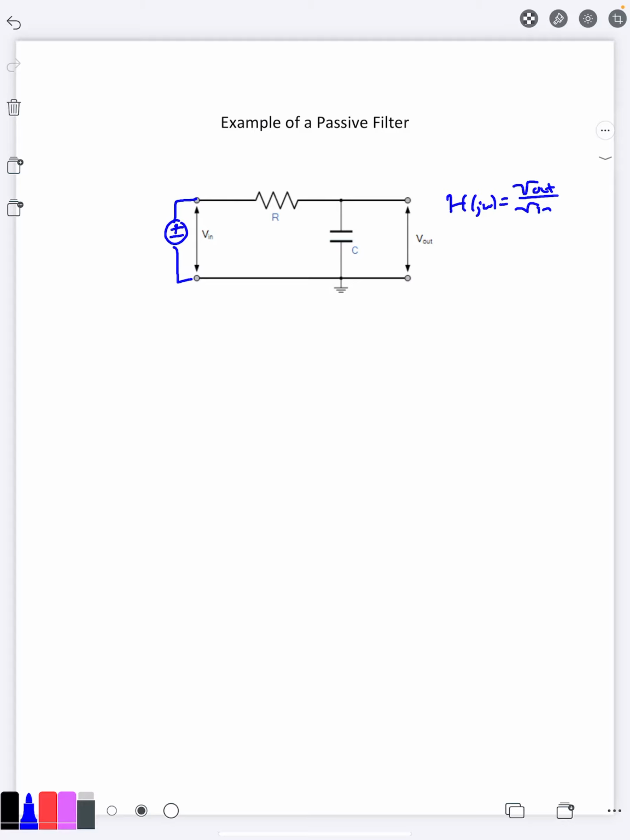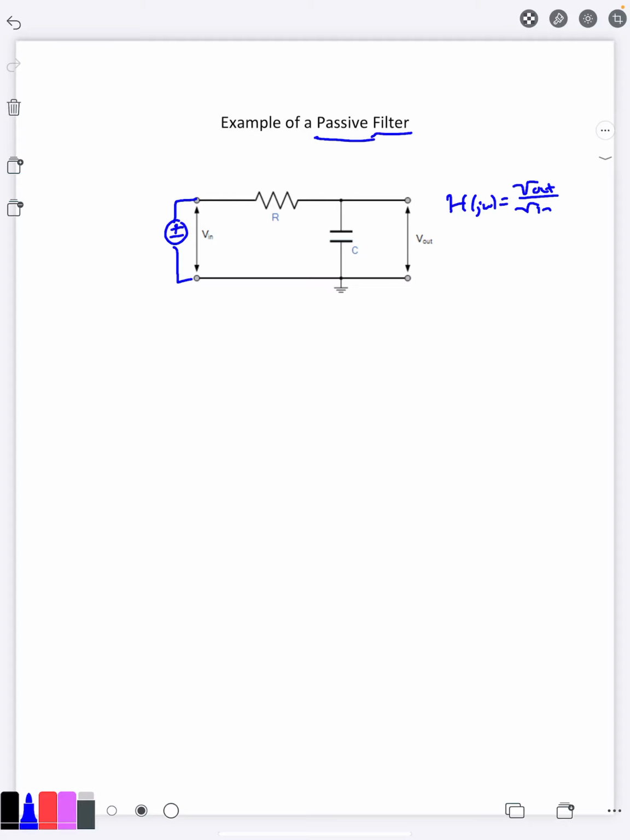And we're going to analyze this transfer function, and we're going to see, based on the transfer function, that this circuit is actually going to be a type of filter. It's called a passive filter. We'll explain why that is a little bit later in the video. But this is what we're dealing with here.